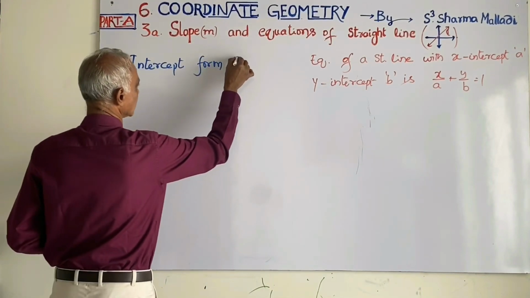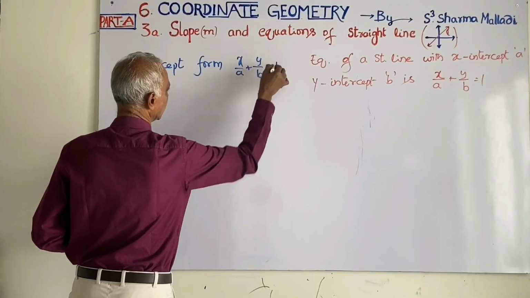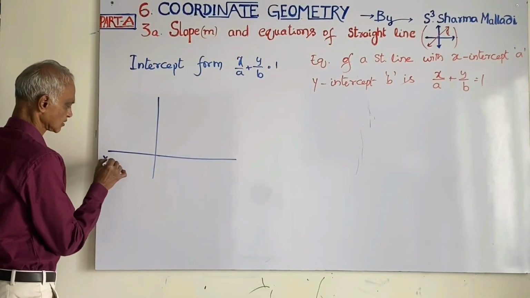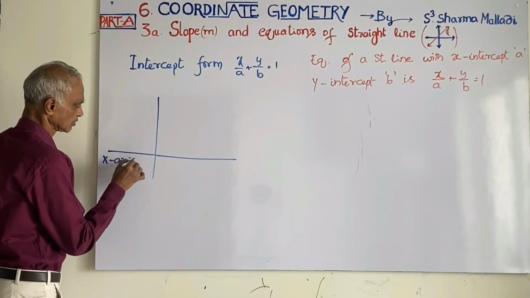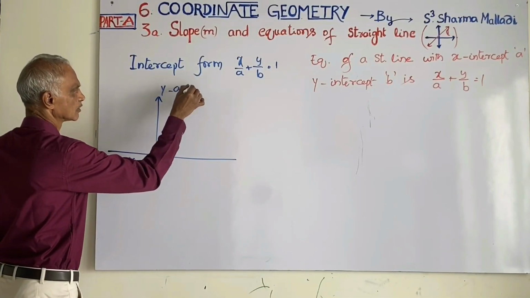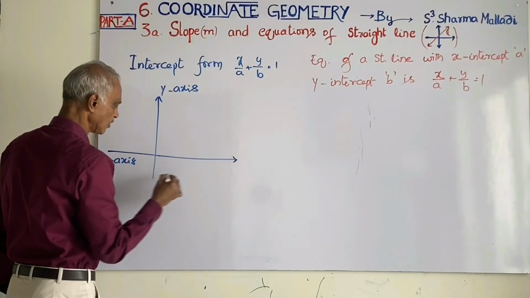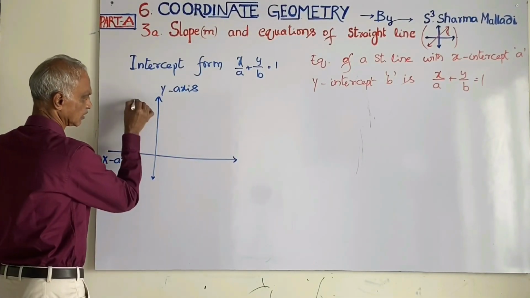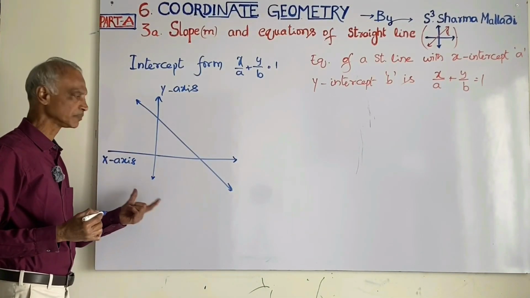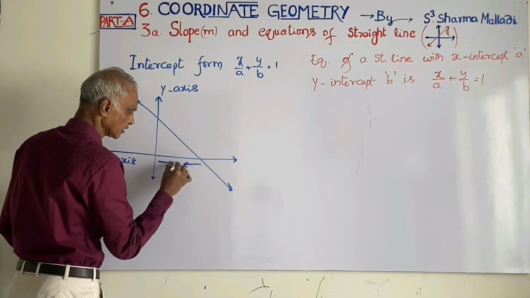Intercept form is x by a plus y by b is equal to 1. This is the x-axis and this is the y-axis. The x-intercept is a and the y-intercept is b. Having x-intercept a means this distance is a.